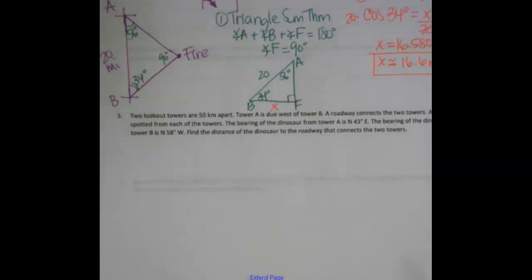Using the information we've been doing so far, draw out where your bearings are. What does it mean for north 58 degrees west? All of that. And then try to see if you can sketch out a little picture for this. See what you can do. I'll give you about a minute.